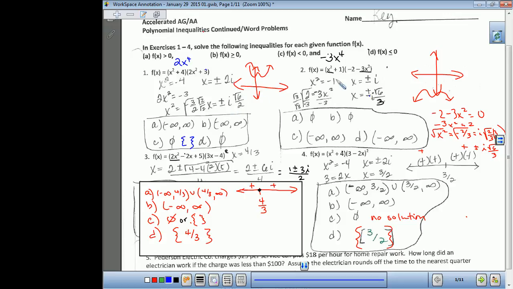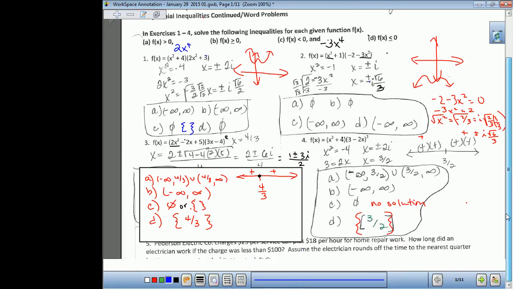Okay, so this one is a little different. Because this one, that leading term, if we multiply this, would be -3x to the fourth. So it's even, so it's still the same end behavior, but it's negative. And when I solve this, once again, I get all imaginary zeros. So it's down here, opening down. So this time, my no solution is for where it was positive or equal to 0. And my from negative infinity to positive infinity is where it's less than or equal to 0. Does that make sense for numbers 1 and 2?